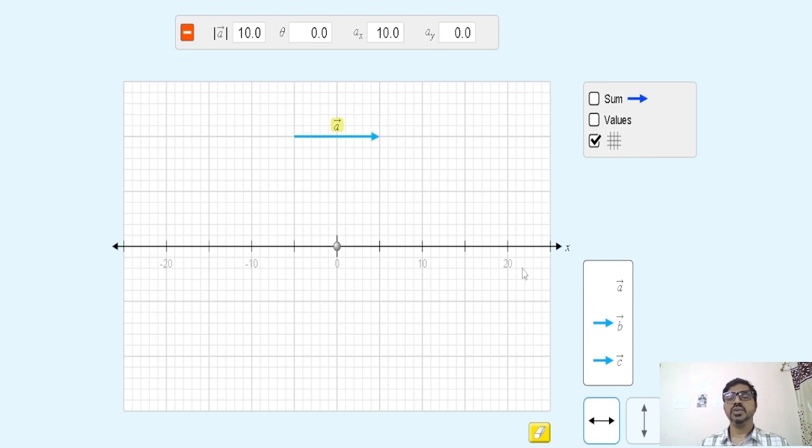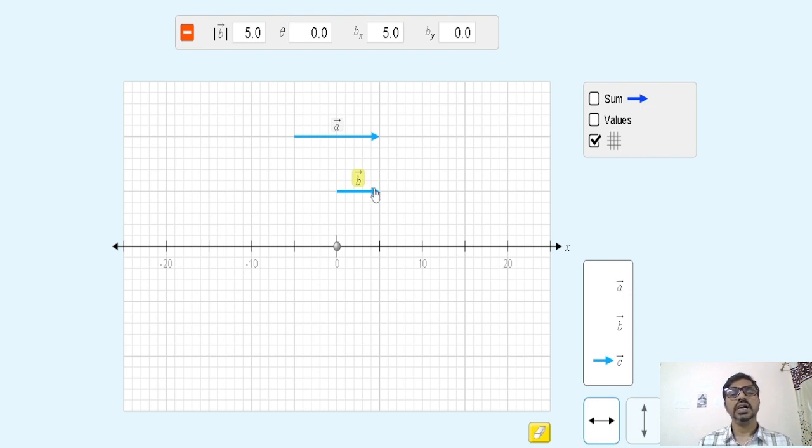Now let us consider another vector, b bar. I'll show that b bar also adjacent to it. Let's say we'll take it here. Now you see b bar. B bar has a magnitude of 5 units. A bar has a magnitude of 10 units. So they don't have equal magnitude, but they have equal direction. They are in the same direction along the positive x-axis. So these two vectors are in the same direction, and we call them parallel vectors. Two vectors which are in the same direction are called parallel vectors, and the angle between these two parallel vectors is going to be 0.